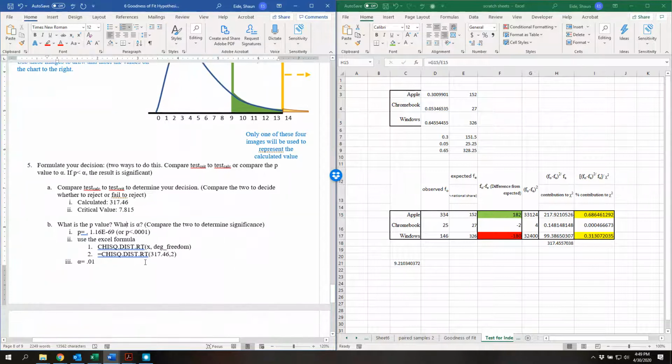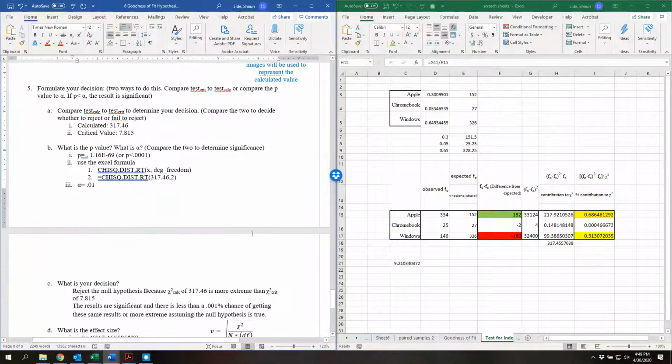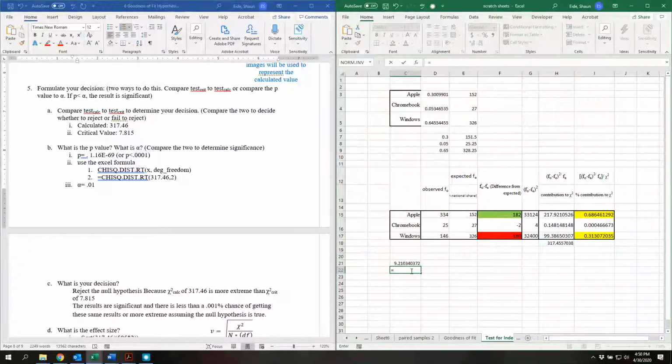So what's the p-value? The p-value is 1.16 to the negative 69th. And what I'd suggest is put p, or the probability of this occurring, is less than 0.0001. And how is it that we got this? We used, once again, the Excel formula. I love the Excel formulas because they're just quick and easy as long as you know how to use them. Just keep a library of them and you'll be good to go.